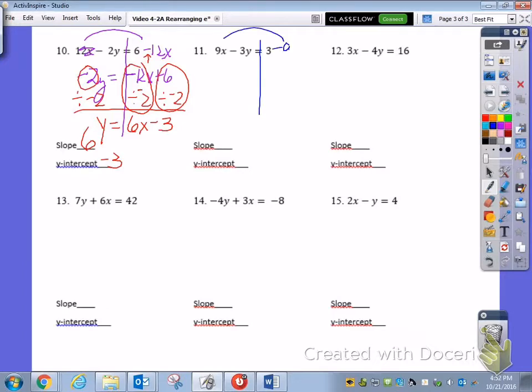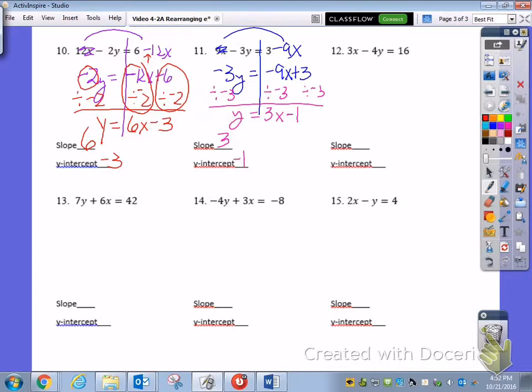So minus 9x, so negative 3y equals negative 9x plus 3. Okay, and then you have to divide by negative 3. So divide everything by a negative 3. When you do that, you get positive 3x minus 1. 3 divided by negative 3 is a negative 1. So slope is 3, y-intercept is negative 1.